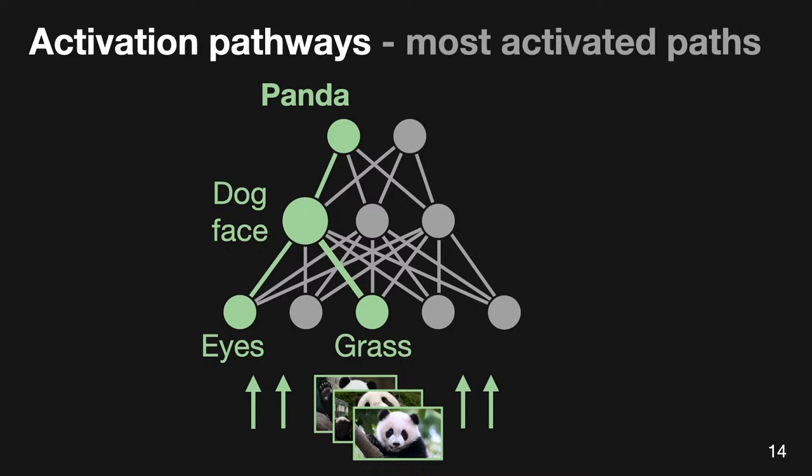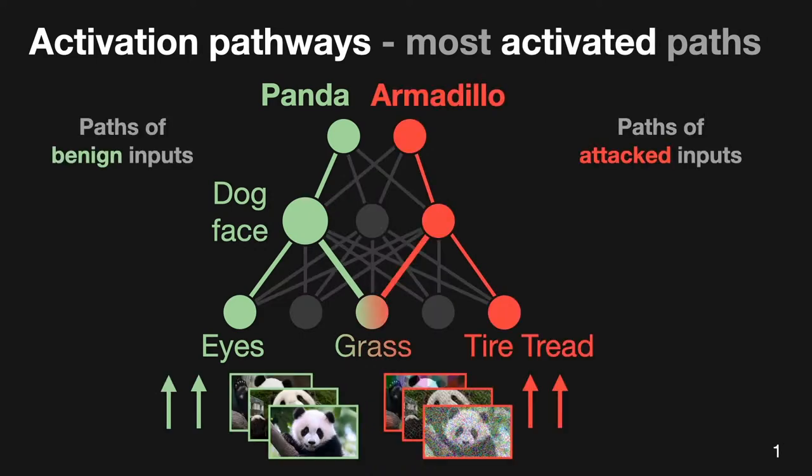Activation pathways represent what features are detected and how those features are related to contribute to the final prediction. To understand how the attacks manipulate the neurons and the paths inside the models, Bluff visualizes the activation pathways of both benign inputs and attacked inputs. That is, Bluff finds and visualizes the most activated pathways given benign and attacked input data.